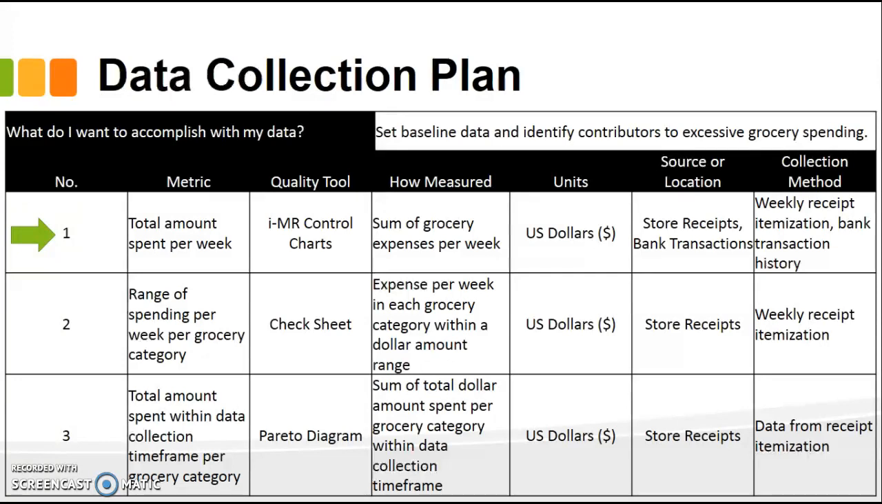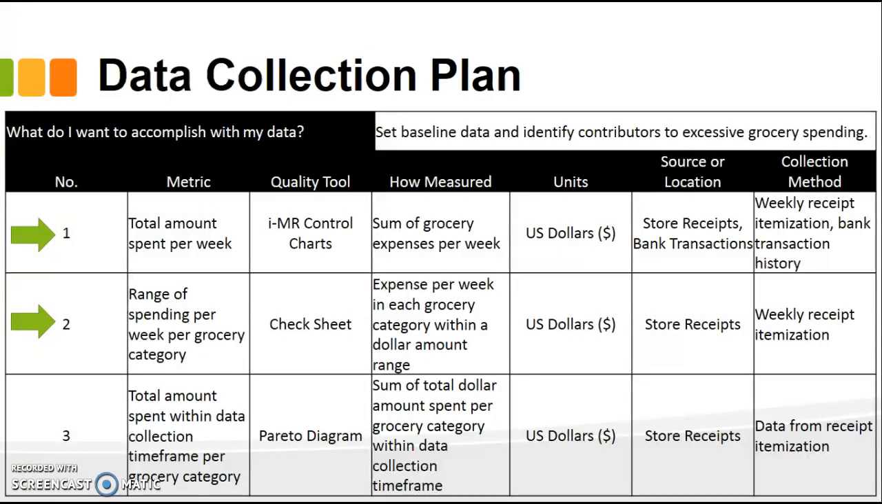And I used IMR because we only have 1 sample per subgroup, and that's our weekly grocery spending. We only go grocery shopping once per week, so each subgroup is going to be 1 week. The second tool I used was a check sheet. I itemized my different weekly receipts just to identify those various grocery categories that we have, and then I checked off when the totals for each category fell within different $10 ranges.